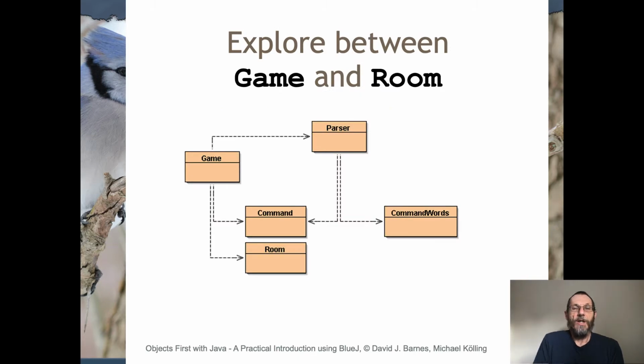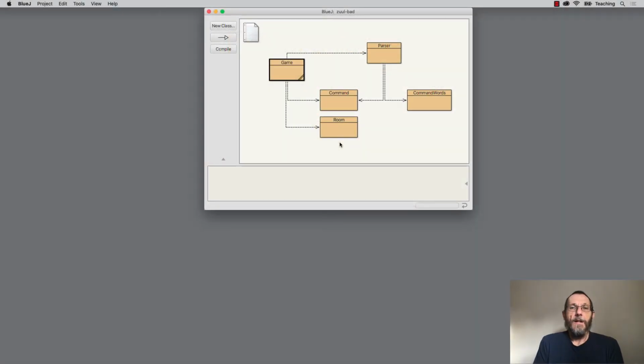So what we'll do is we'll explore this topic between just two of the classes of the Zuul project, but those two classes nicely illustrate the impact of tight coupling and ways in which we can loosen coupling in order to increase maintainability. The classes that we're going to focus on are the room class and the game class.